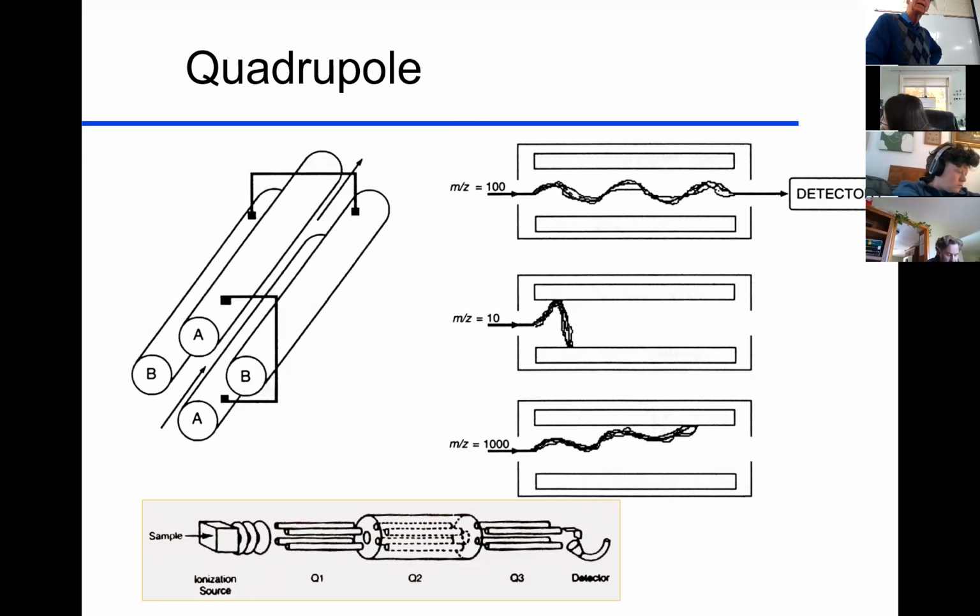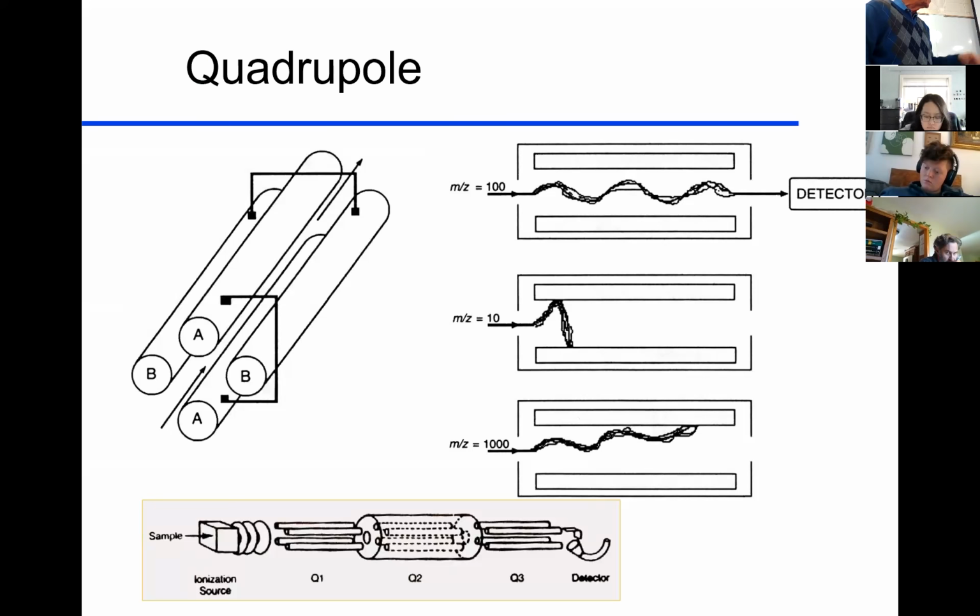Quadrupole was popular for a while. In this case, the stream of charged fragments goes down between 4 electrical poles, balanced in field strengths and alternating circuits, such that, as it shows on the upper right-hand side, a mass of 100 under this condition would have made it between these poles and got down to the detector. The mass of 10, smaller masses, are not focused. They're going to be completely absorbed.